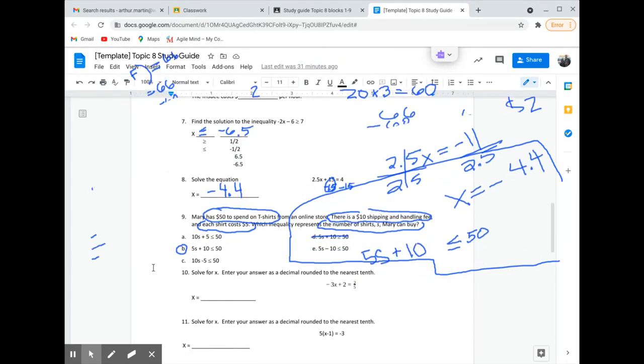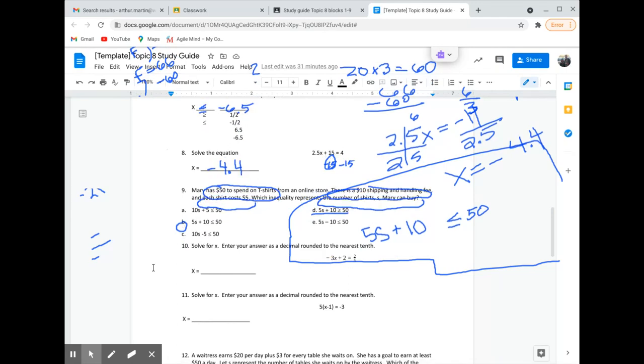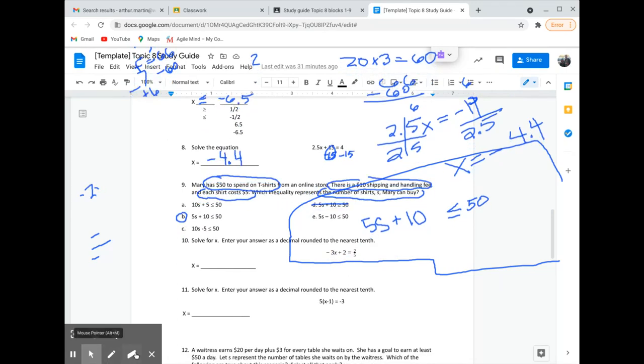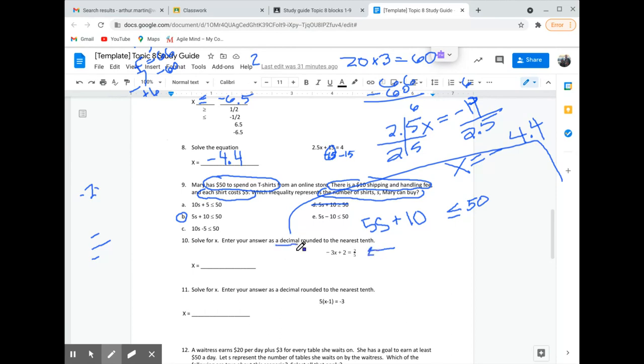Let's go to number 10. All right, so this one says that it wants us to answer it in the nearest tenth. So since this is 2/5 right here, and it wants us to answer in decimal form, what could we go ahead and do to 2/5? Could we change 2/5 to a decimal? How could we do that?